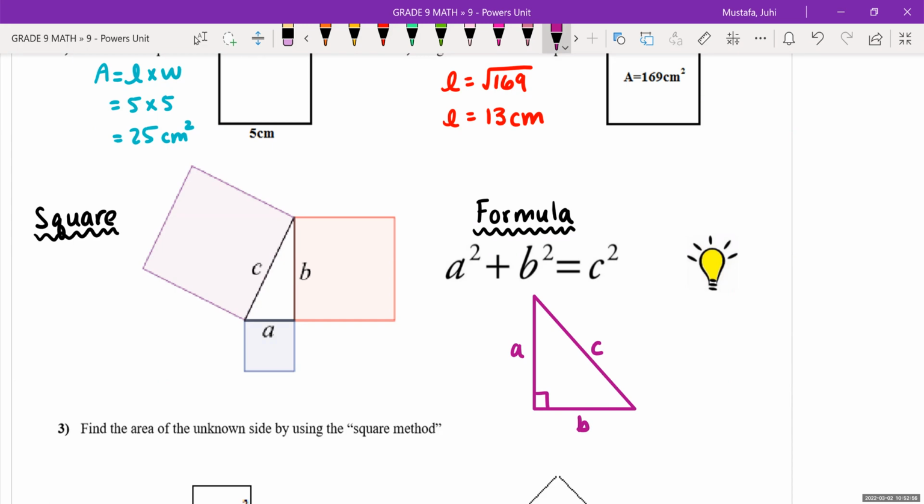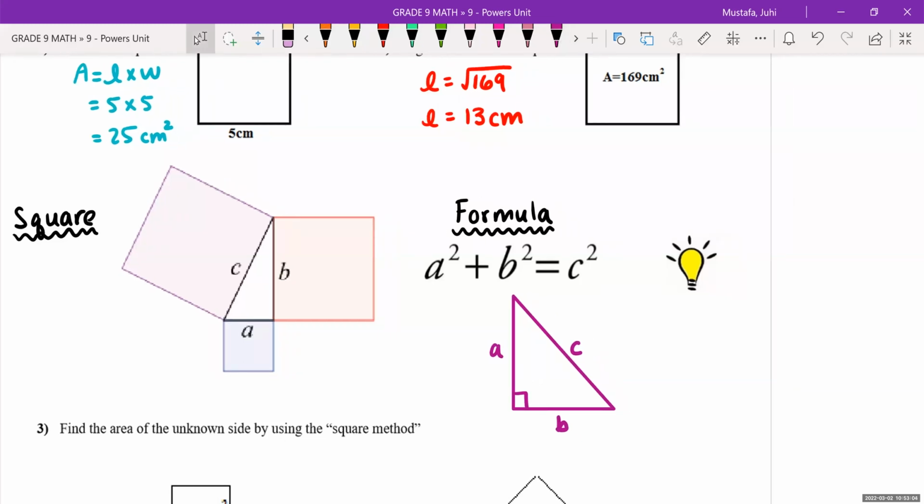And then you're going to use the formula: A squared plus B squared is equal to C squared. So let's say I am asking you to tell me what the hypotenuse is. Well, the way that you would write that formula is C squared is equal to A squared plus B squared.